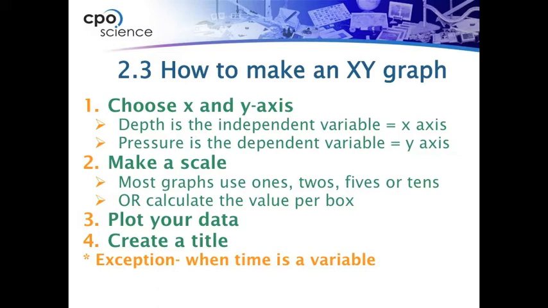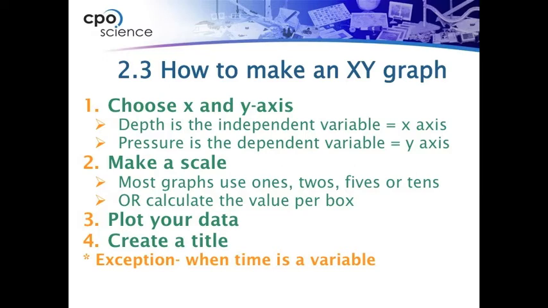The next thing you have to do is make a scale. What does that mean? That means put numbers on those lines. Most graphs, a lot of the ones that we're going to use, are going to do 1s, 2s, 5s, 10s. But there is another way, if you have numbers in the hundreds or thousands, to figure out a good scale. And by scale I mean the line goes 1, 2, 3, 4, 5, or 2, 4, 6, 8, 10, or 5, 10, 15, 20, or 10, 20, 30, 40, 50. That's a scale. Increasing intervals. We'll work on this in class.